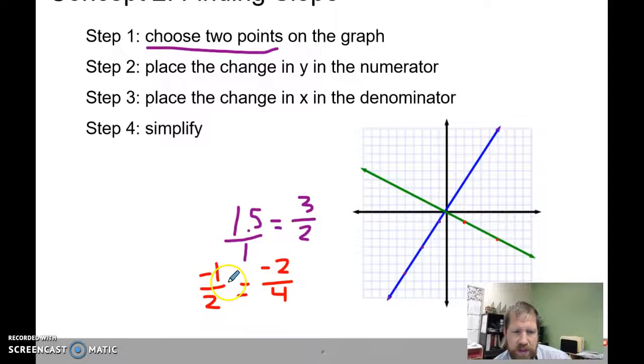Once again, I don't really want to see slopes in decimal form. They are not as accurate. Well, they're accurate, but they're not as informative. They don't tell you as much. So keep them in fraction form and just simplify them down to the lowest terms.